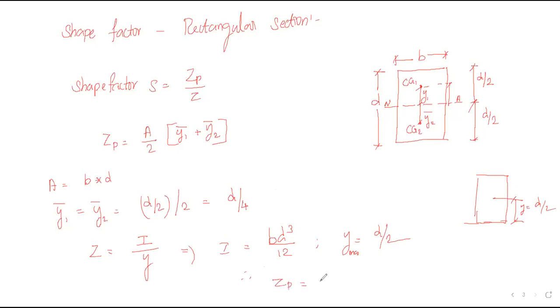ZP becomes A by 2, so BD by 2 into d by 4 plus d by 4. I am going to take d by 4 as common, so that I get 2 times d. The 2 gets cancelled. So BD squared by 4 is the value of ZP. Next I need the Z value.